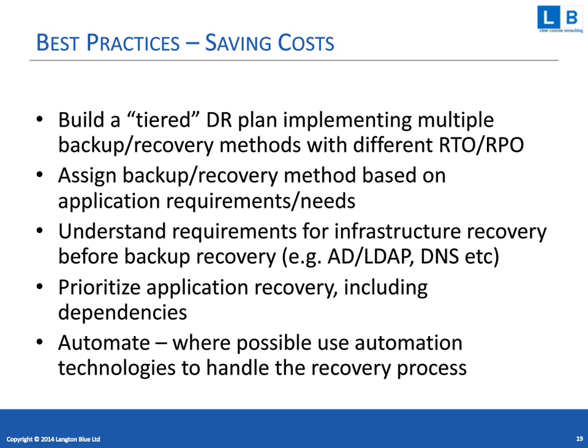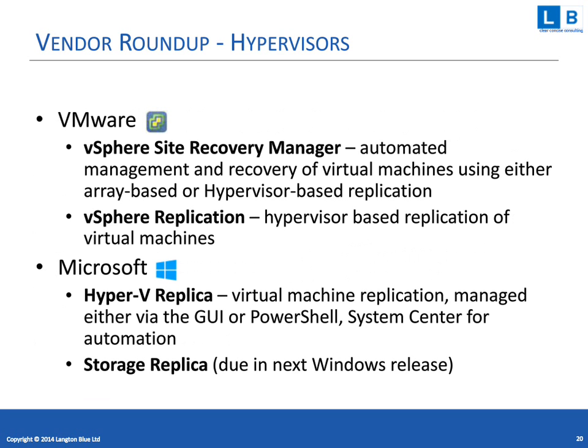So let's do a quick roundup of vendors as we get towards the end of the presentation. And from a hypervisor perspective, there are two main commercial vendors out there. There is VMware and there's Microsoft. From VMware's perspective, they offer two products. They offer vSphere SRM, which is a tool which helps to automate the management and recovery of virtual machines. And that can either use array-based replication or you can use hypervisor replication. The hypervisor replication tool being called vSphere Replication, which is actually doing replication of virtual machines across the network.